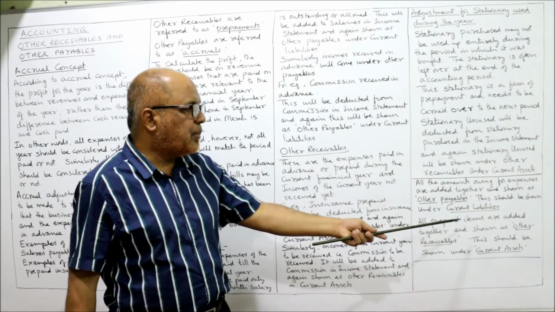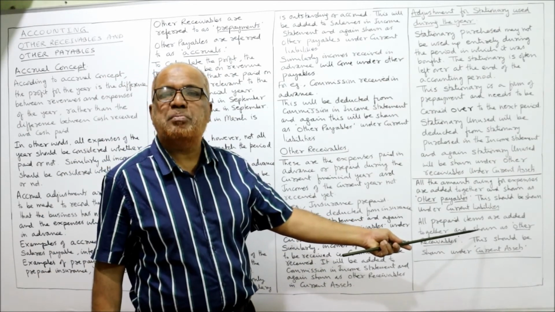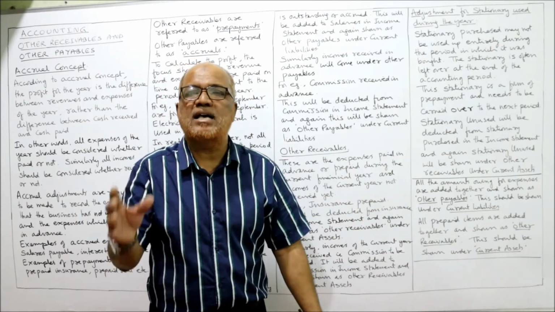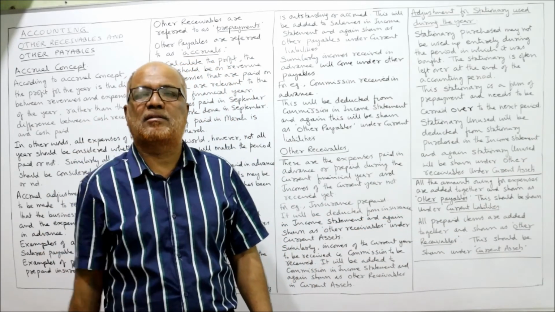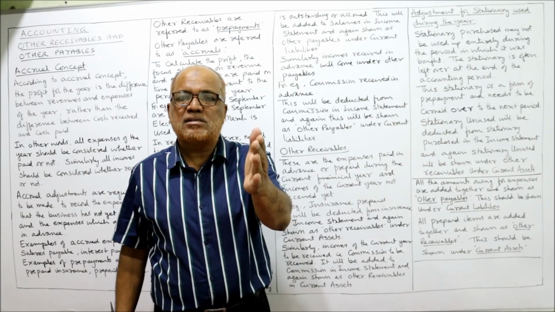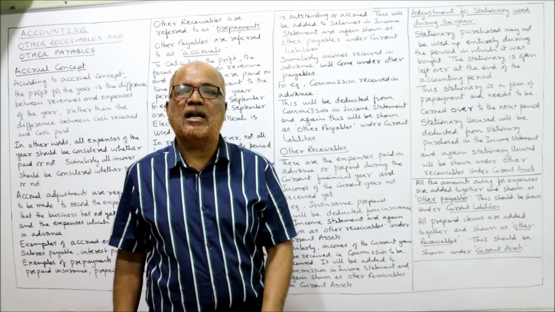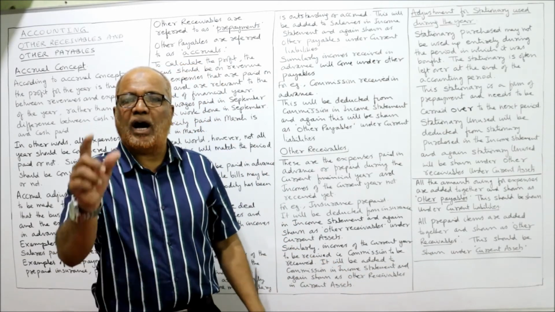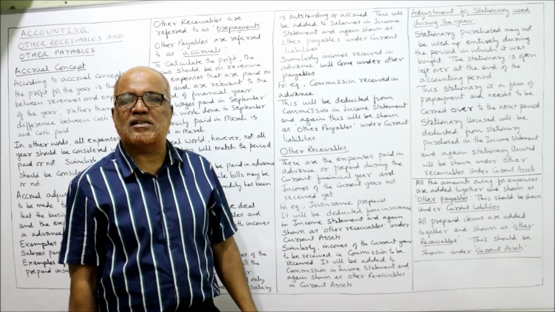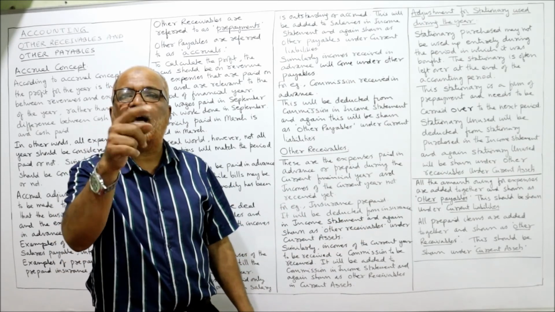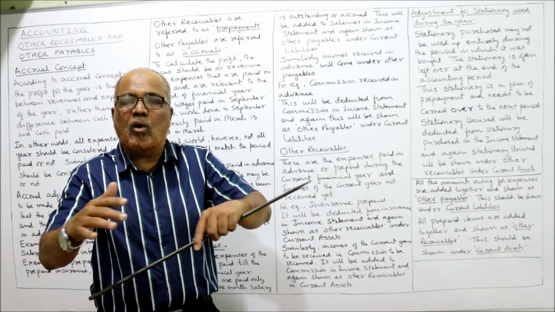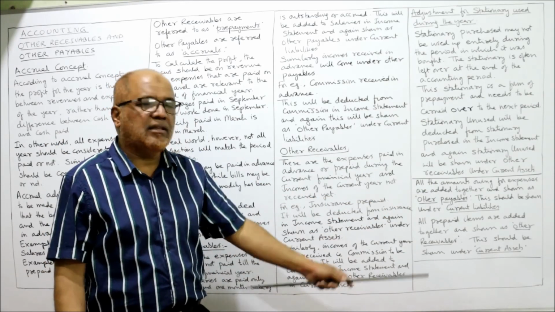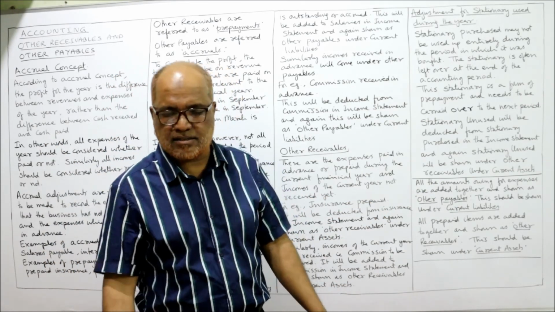Next, all prepaid items. Prepaid means paid in advance. All prepaid items are added together and shown as other receivables. So prepayments are other receivables under current assets. Other payables under current liabilities. All owings, other payable. All prepayments, other receivables. That's it.